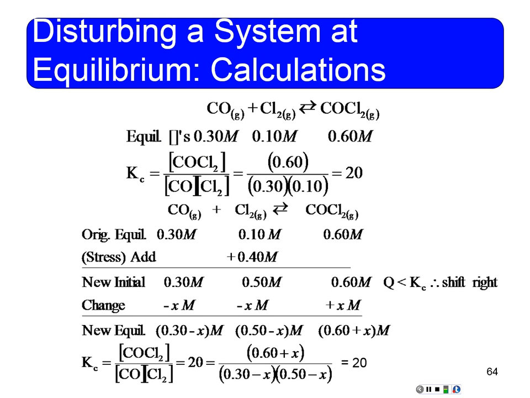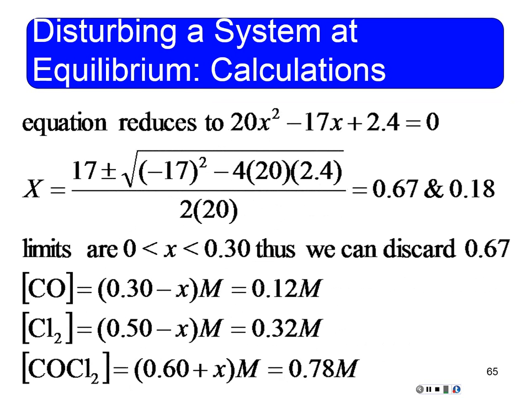Bullet, isolate everything on one side, and do the quadratic formula to solve for x. Okay, so you can practice these on your own. You should have some time here. But when you reduce it, you should get 20x squared minus 17x plus 2.4. You should always get an x squared, an x, and just a numeric value. Okay, because that's your A, B, and C for the quadratic formula. Okay, so when you plug it in, we get 0.67 and 0.18. All right, so these both sound pretty reasonable. We don't have a negative.